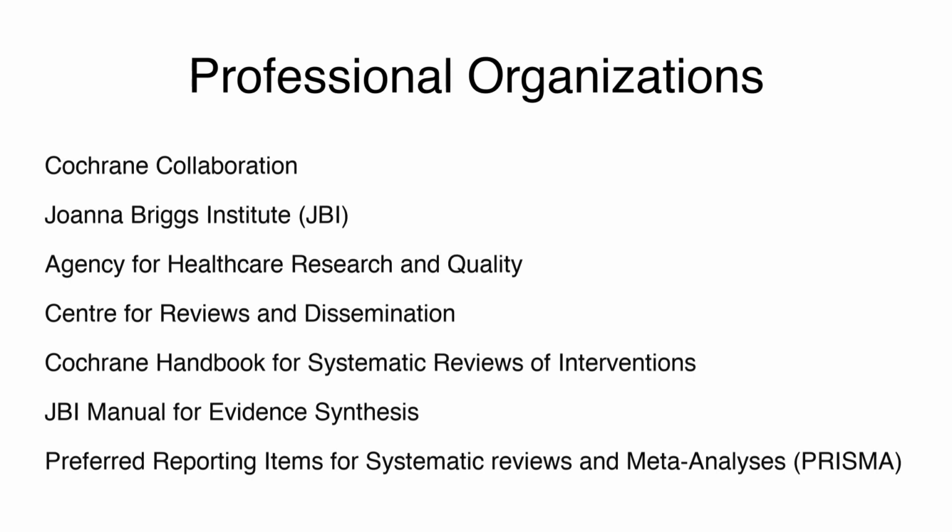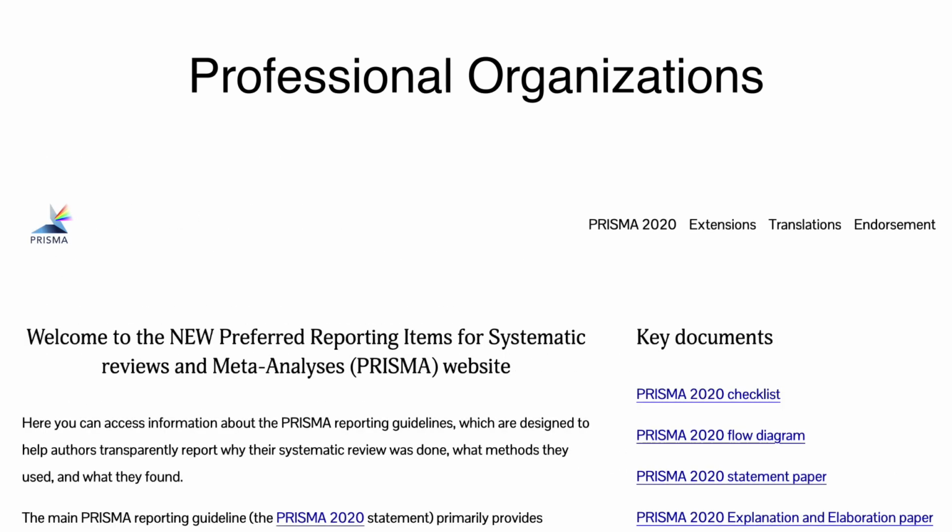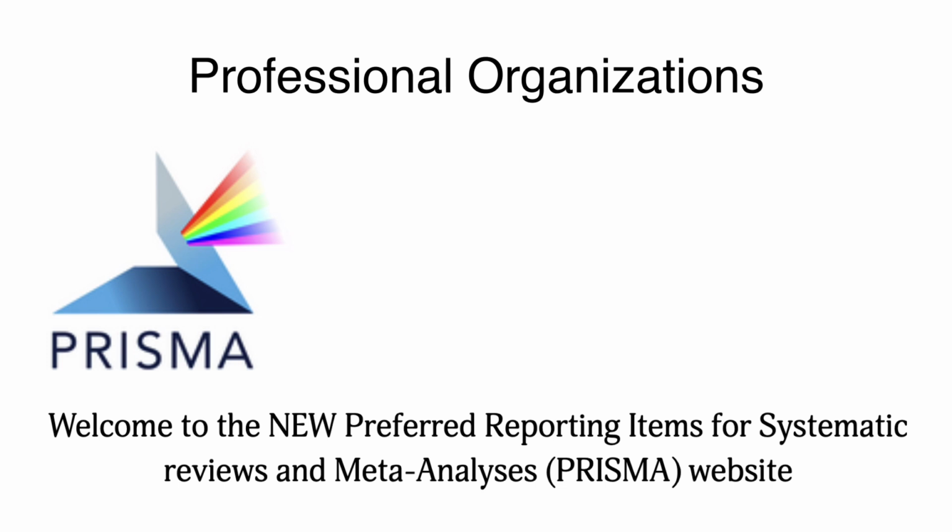Systematic reviews may be written independently or under the guidance of organizations such as the Cochrane Collaboration, the Joanna Briggs Institute, the Agency for Healthcare Research and Quality, or the Centre for Reviews and Dissemination. For up-to-date guidance on conducting systematic reviews, see the Cochrane Handbook for Systematic Reviews of Interventions and the JBI Manual for Evidence Synthesis. See also the Preferred Reporting Items for Systematic Reviews and Meta-Analyses, or PRISMA, for helpful guidelines in developing a systematic review.